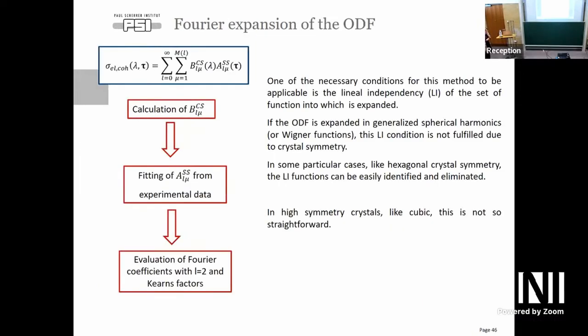However, the complication of this model is that in order to perform this inversion, we have to have linear independence in the set of functions that we want to expand. And the original function was not completely independent; that depends on the crystal symmetry. For hexagonal material, this is simple, and we can spot the linear combination and eliminate it. But if we want to do that for a cubic sample, this is completely impossible.